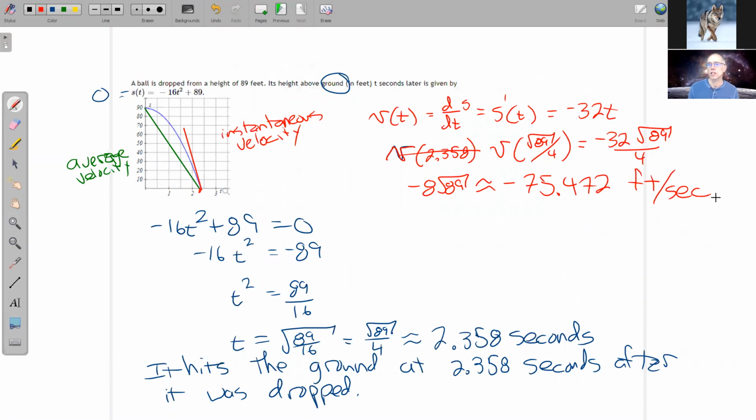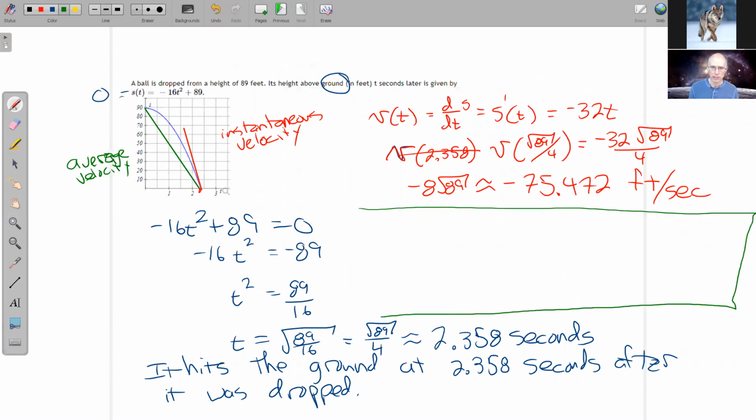Yeah, that's velocity, so feet per second. And then the green one, that's instantaneous. Average velocity is just the slope from this point to that point. So the average is change in y. We started at 89 and ended up at 0. 89 happened at 0 seconds, the start, and then minus the time we hit the ground, which is the square root of 89 over 4. And so that's going to be the average velocity.